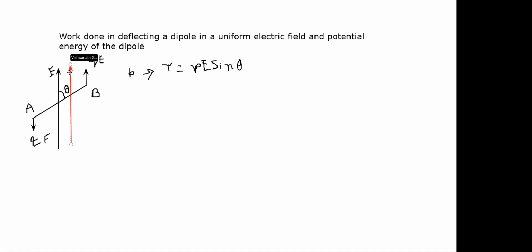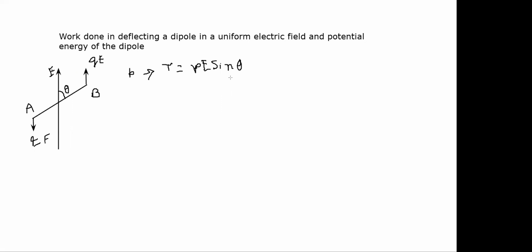Let us assume that initially the dipole is in equilibrium position and an external torque acts on it and deflects it through the angle theta. In this position, the magnitude of the torque, which we have found out in previous classes, is pE sine theta.